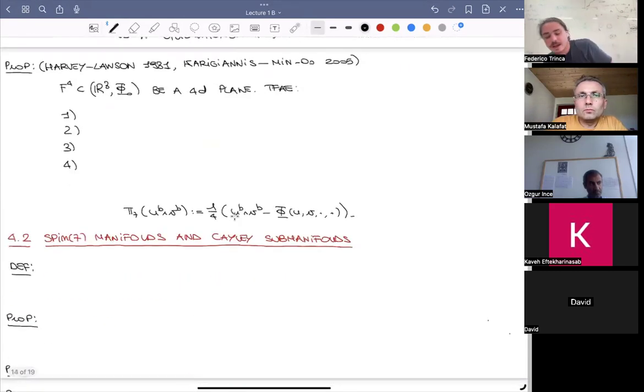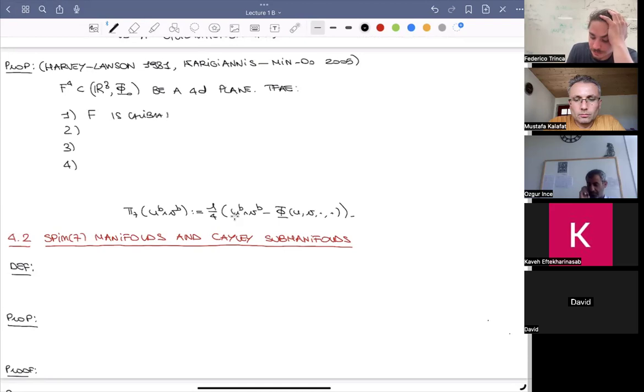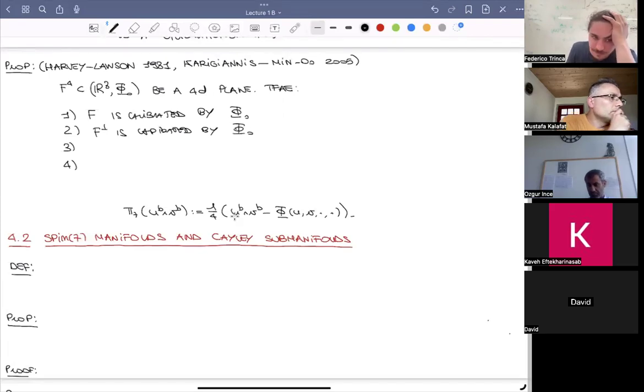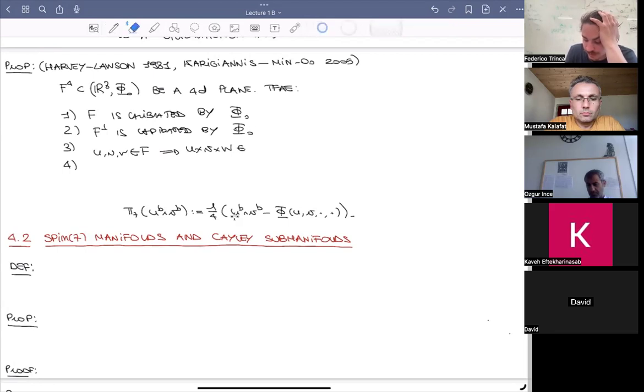Similarly to above, I have a nice statement characterizing the calibrated four-planes. So F, a four-dimensional plane, is calibrated by phi naught, and F perp is calibrated by phi naught as well. And if I am given three vectors U, V, W in F, then the triple cross product is preserved by it. The triple cross product is in F.